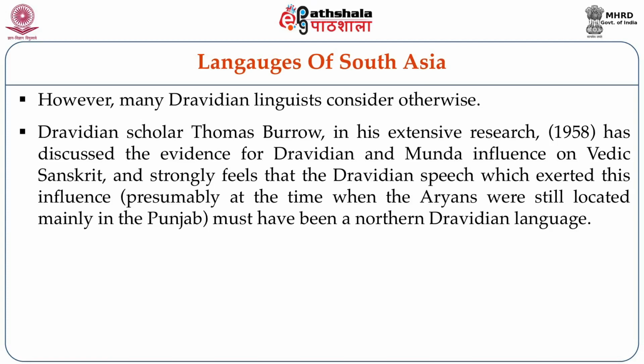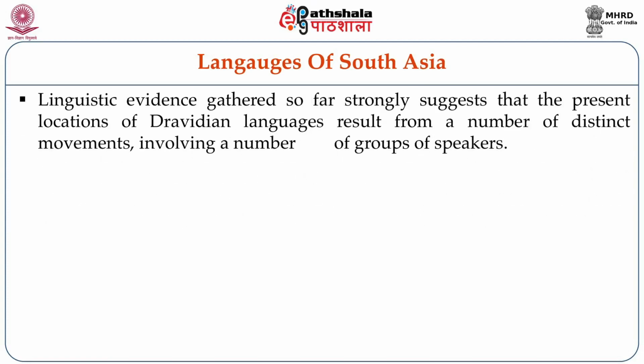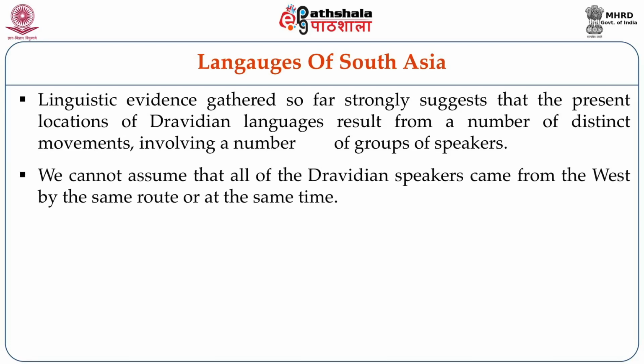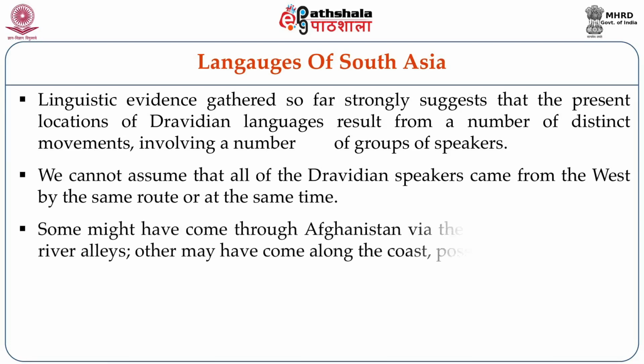a northern Dravidian language. Linguistic evidence gathered so far strongly suggests that the present locations of Dravidian languages result from a number of distinct movements involving a number of groups of speakers. We cannot assume that all of the Dravidian speakers came from the west by the same route or at the same time. Some might have come through Afghanistan via the mountain passes of river valleys. Others may have come along the coast, possibly by sea.